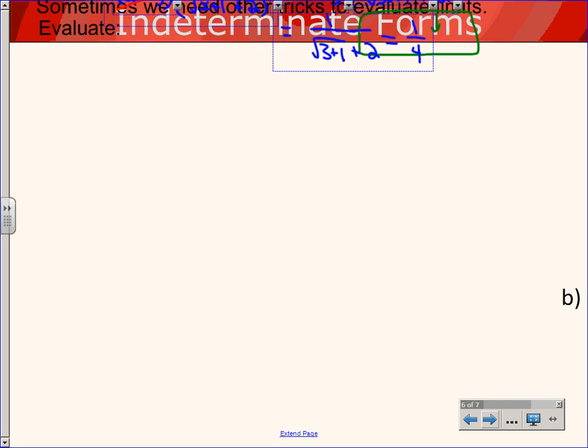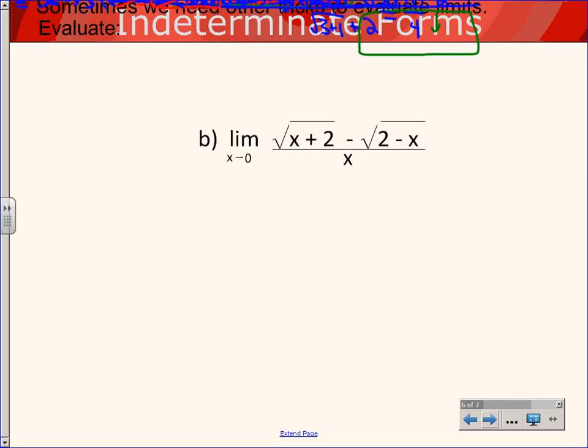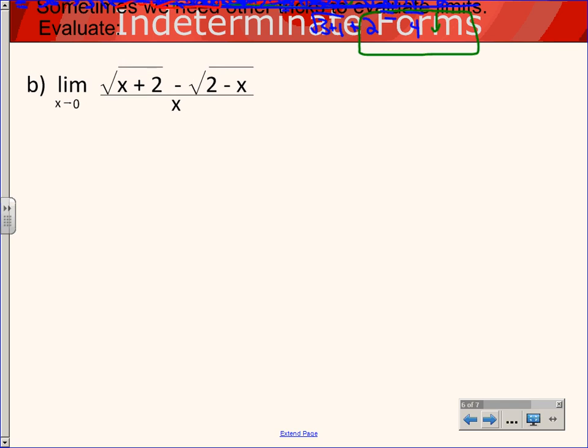Okay, last one. If you can, give that one a shot without me, and then you just pause it and see if you can pull it off. But it's the same problem again, right? If I sub in 0 right now, we obviously get 0 on the bottom, and on the top we get square root of 2 minus the square root of 2. So we get 0 on there too.